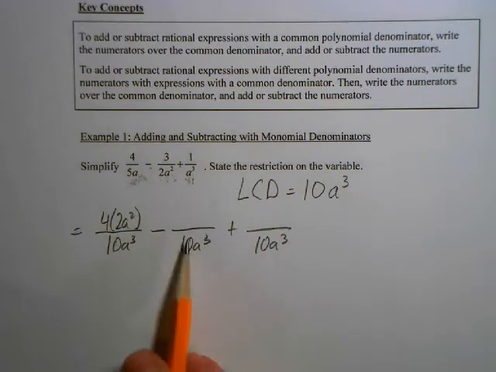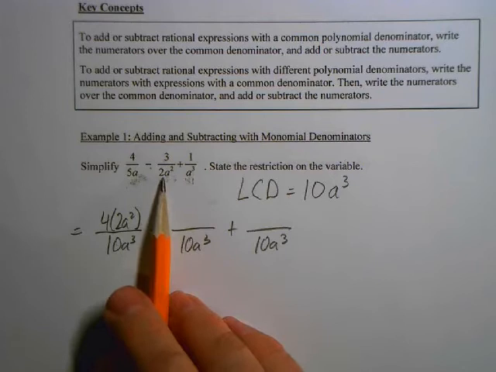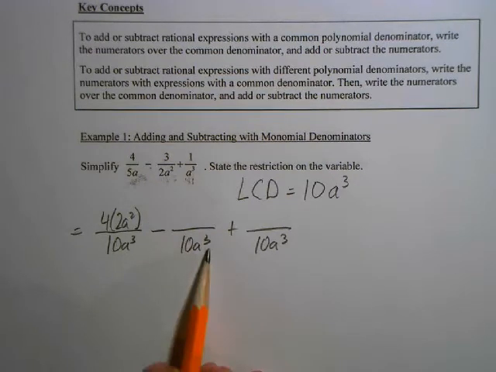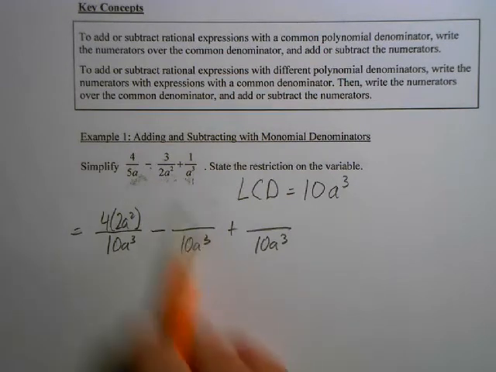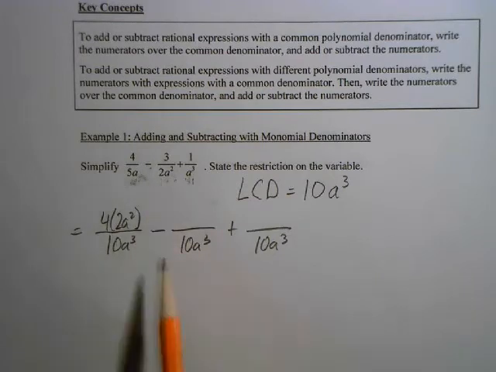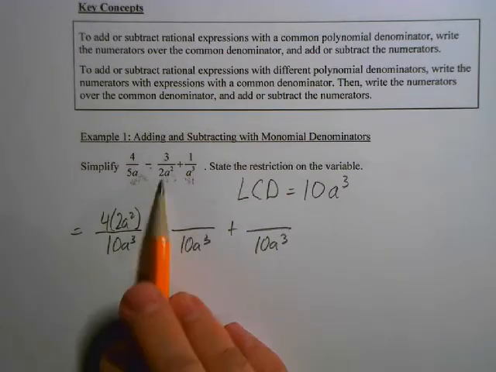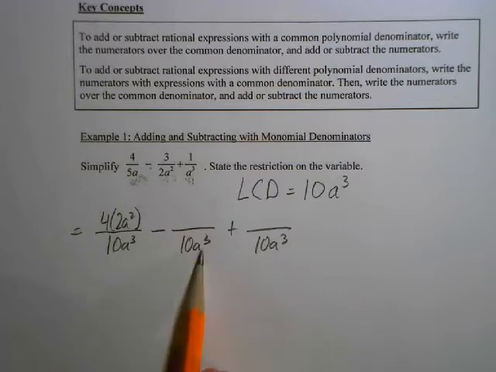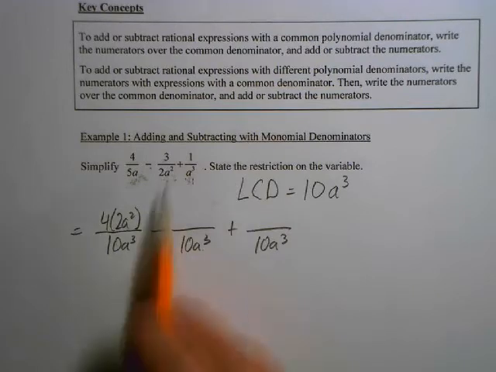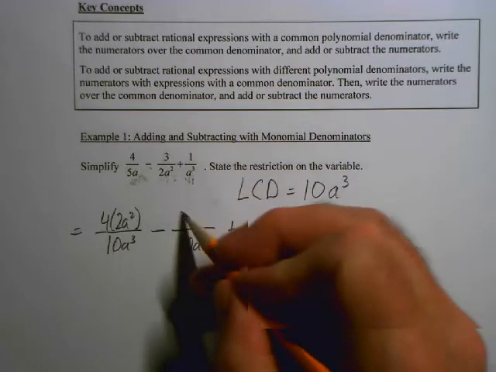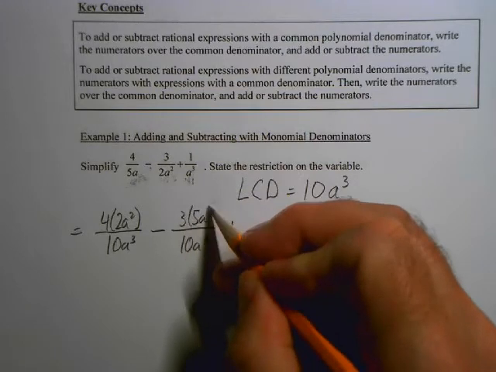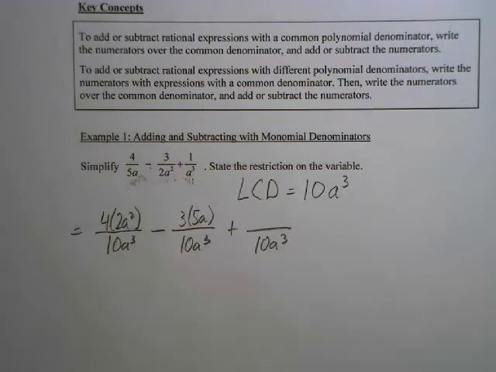What do I have to do here? I start with a 2a squared. I wanted a 10a cubed. So I need one more a, and then need to multiply by 5. So in order to get the 10a cubed, I had to multiply by 5a. So I have to do the same thing on the top. Multiply the whole numerator by 5a.